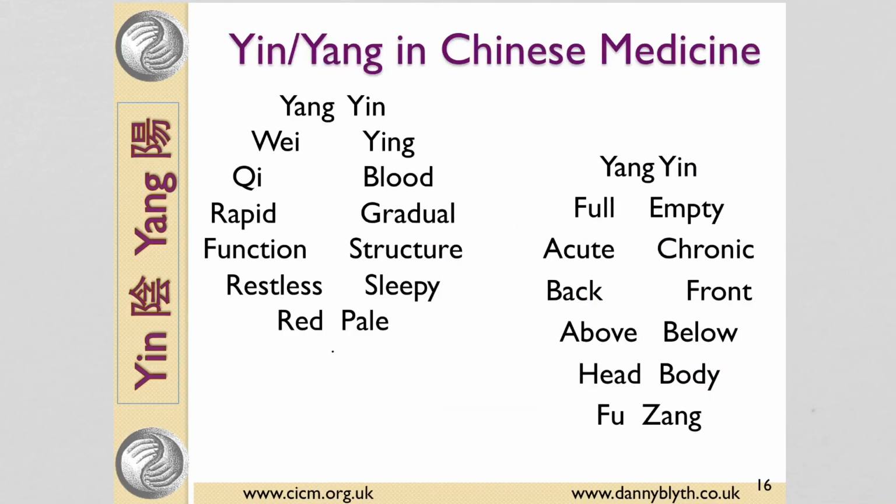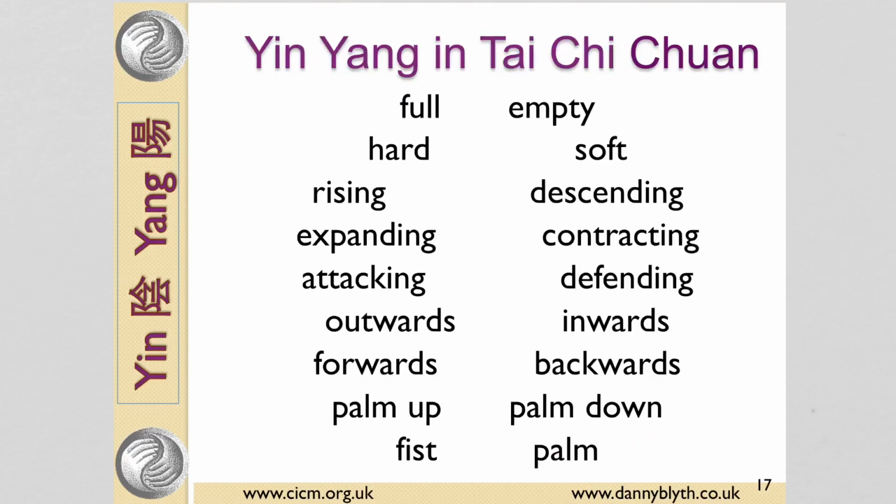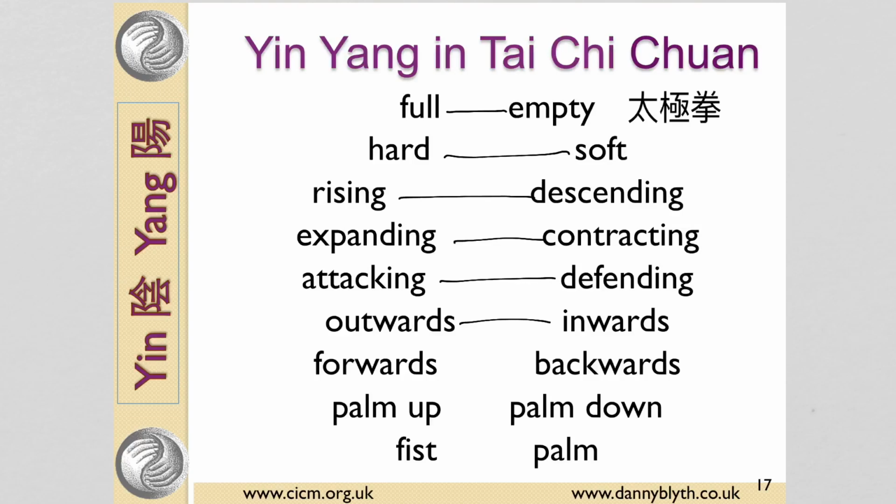So Yin and Yang in traditional Chinese medicine is seen in defense and nutritive Qi, in Qi and blood, rapid and gradual, function and structure, restlessness, sleepy, red and pale, full and empty, acute and chronic, back and front, above, below, head and body, Fu, hollow organ, and Zang, solid organ. In Tai Chi Chuan, we see this polarity in full and empty in the stances. We see it as hard and soft, rising and descending, expanding and contracting, attacking, defending, outwards, inwards, forwards, backwards, the palm up, palm down, and the fist and the palm, among many others.